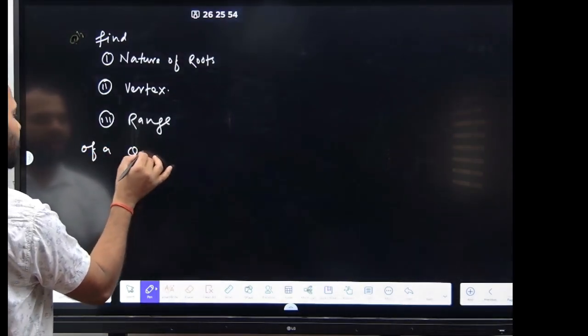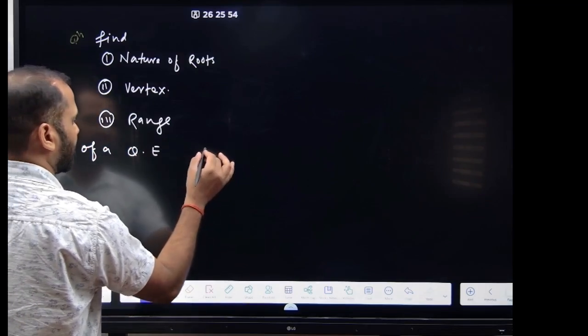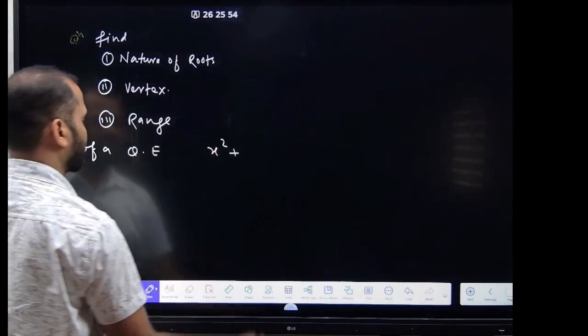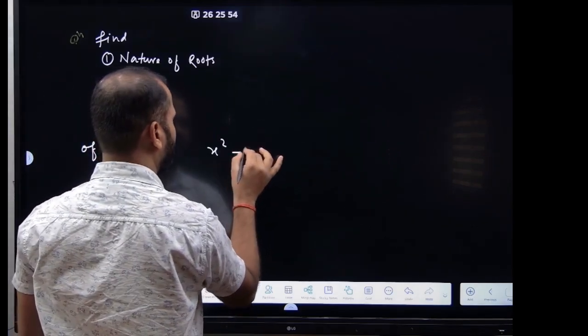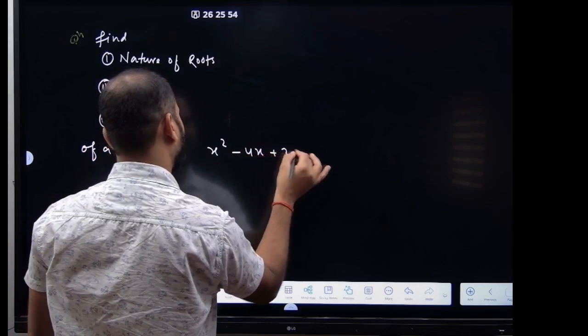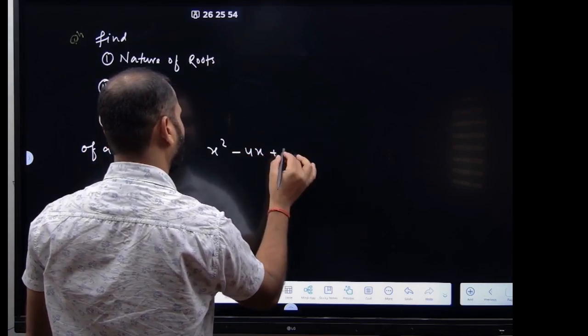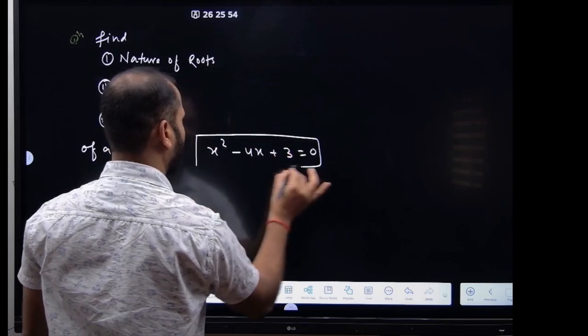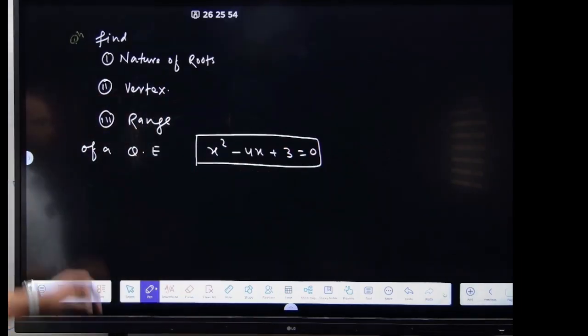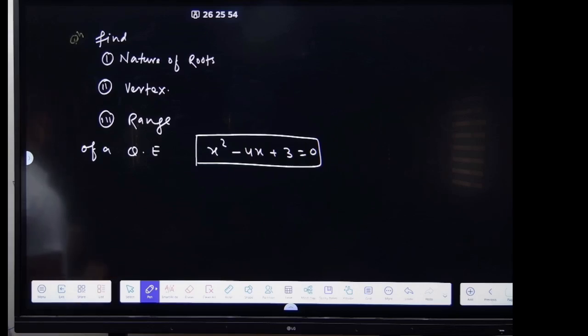Of a quadratic equation like this, x square minus 4x plus 3 is equal to 0. So this is the quadratic equation. Of this quadratic equation, you have to tell me what is the nature of the roots, what is the vertex, what is the range. Nature of the roots means whether 0 roots, 2 roots, or 1 root. That is the meaning of nature of the roots.